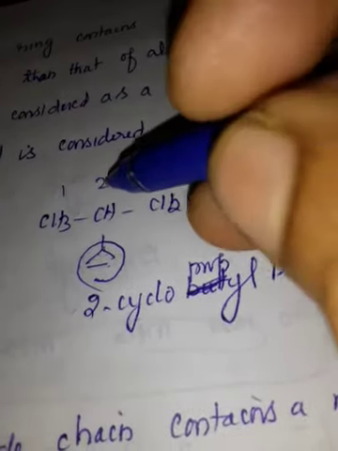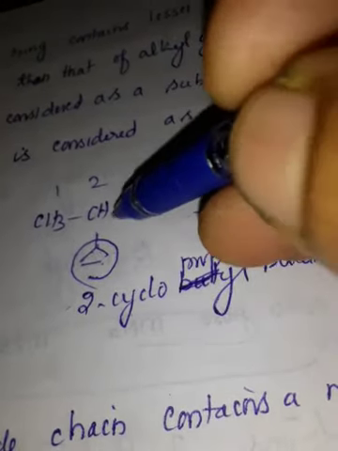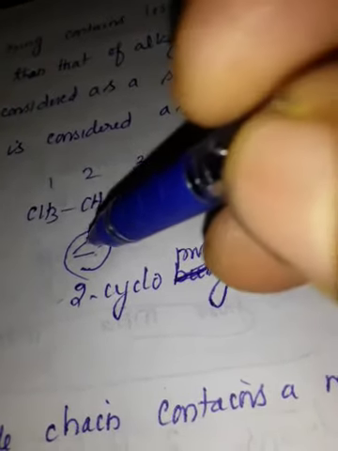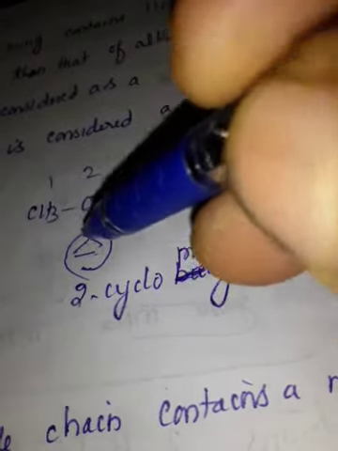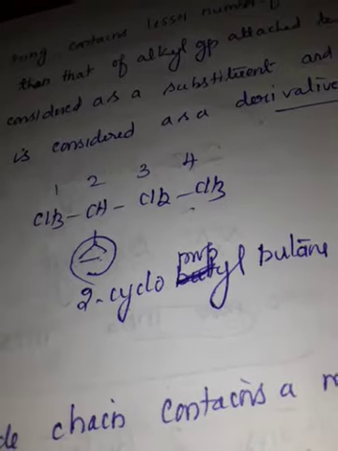So, 4 carbon atoms, second carbon having that ring. So the name is 2-cyclopropyl, prop means 3, propyl butane. 2-cyclopropyl butane.